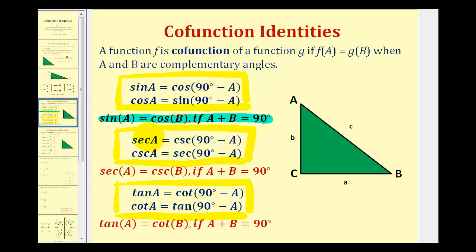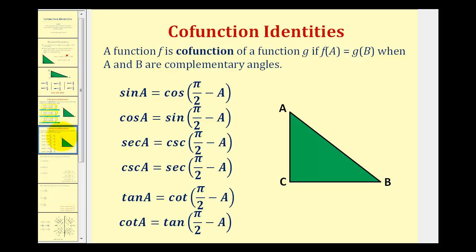And then again, instead of using these two equations, we can say secant A equals cosecant B if A plus B equals 90 degrees, or the two angles A and B are complementary. And the same thing for tangent and cotangent. Tangent A equals cotangent B if A plus B equals 90 degrees. Notice how these are all expressed in degrees, but since pi over 2 radians is equal to 90 degrees, we can also express these identities in this form here.